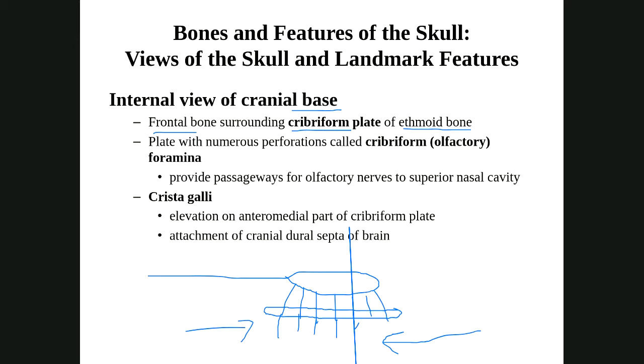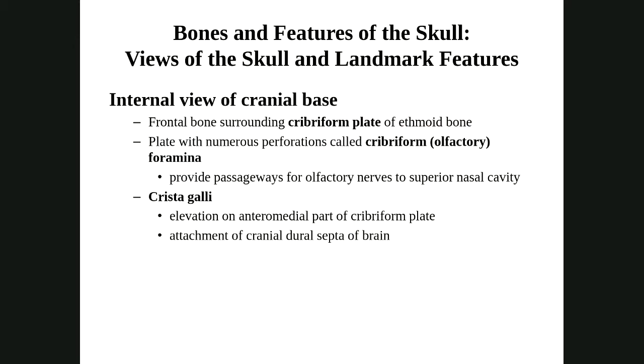And that one kind of shark fin structure that you see on the ethmoid bone, which looks like that from the side, that's called the crista galli. Now we'll talk about this later on when we get into the neurological part of this class. But you have this dense regular connective tissue that separates the left side of your brain from the right side of your brain, and that's called the dural septa.